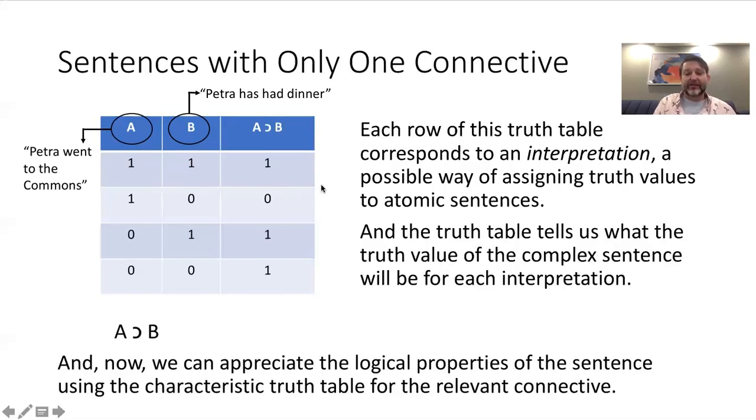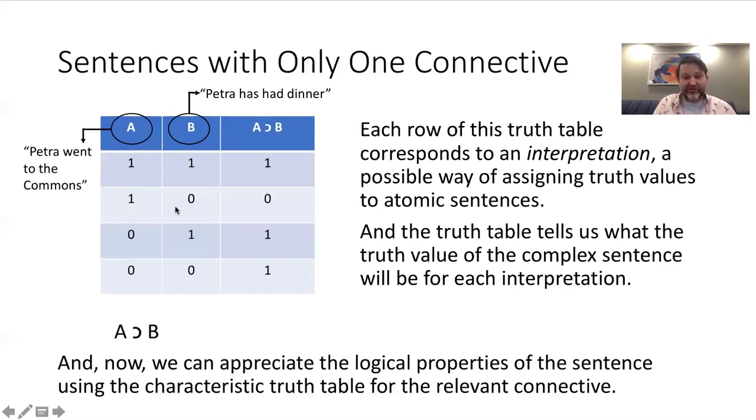So the truth table tells us what the truth value of the complex sentence will be for each interpretation, right? So a possible way the world might be is Petra's having gone to the Commons and Petra's having had dinner. And in that case, if A, then B will be true. But there are other possible ways the world may be too.